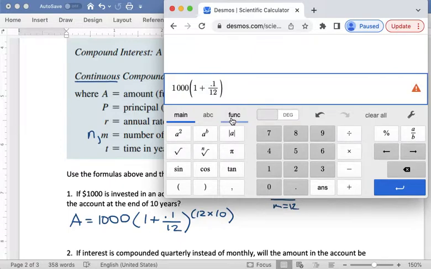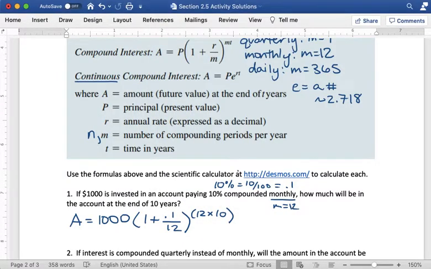And when you try to do the exponent here, you'll notice if you try to type just 12 times 10, it's not going to work. I could do that in my head, obviously. I know that's 120, but sometimes it won't be quite so easy to do that mentally. So there's what I get, $2,707.04.